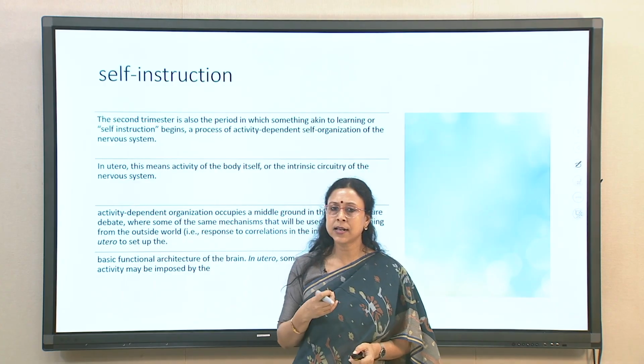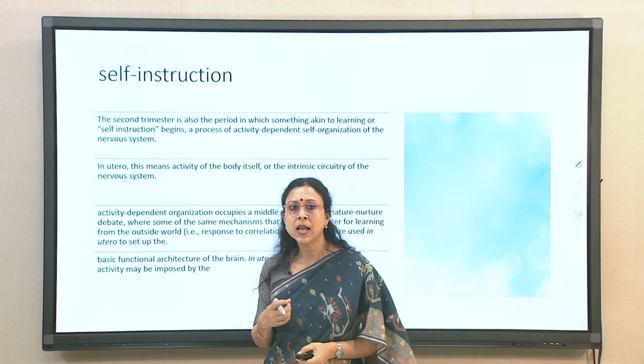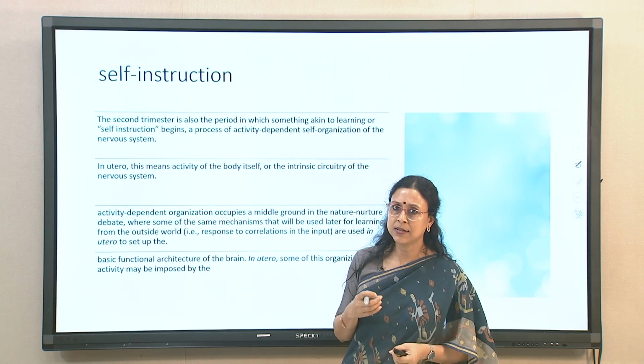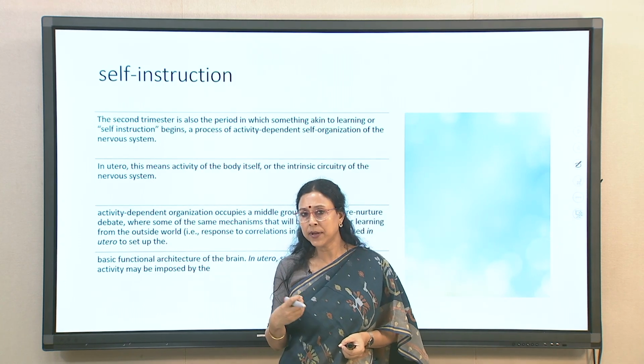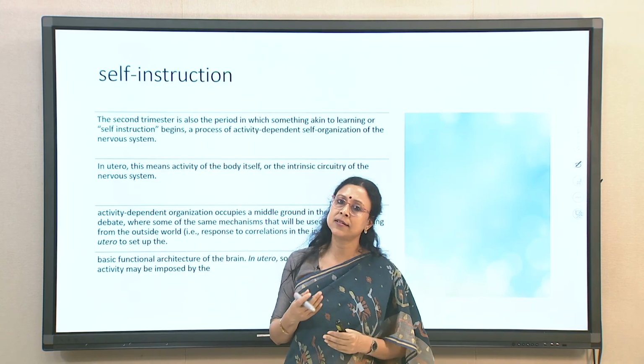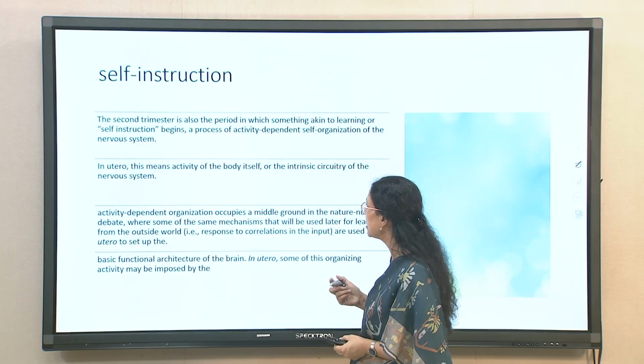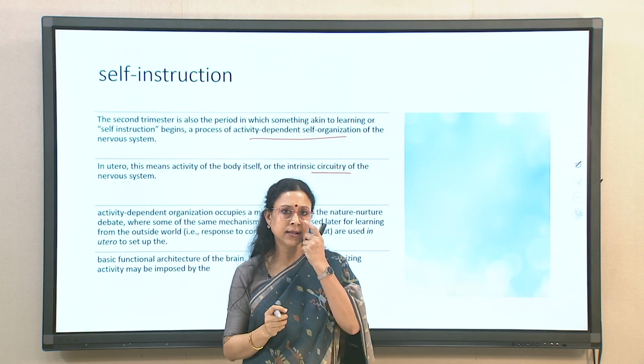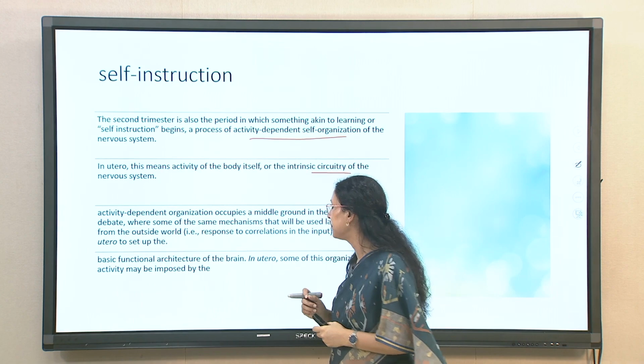Then another important aspect around this time is what is called self instruction. The second trimester is also the period in which something akin to learning, or self instruction, begins. This is self instruction based on whatever is happening within the system itself, because this is still in utero, not outside in the world. So there is no way to learn anything from the environment, but as the process goes, some learning happens within the system. That is what is called self instruction. It is a process of activity dependent self organization of the nervous system. In utero, this means activity of the body itself or the intrinsic circuitry of the nervous system. As things are developing, based on whatever is happening there, the system is learning something on its own.